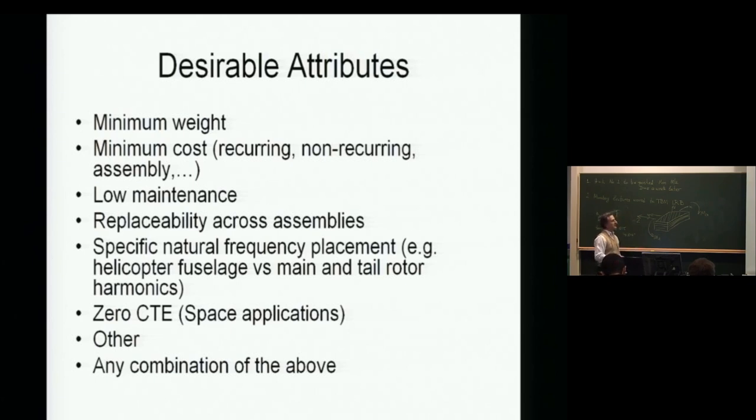Specific natural frequency placement, for example, in a helicopter fuselage: if its natural frequency is close to the driving frequency from the blades, not only is it a very unhappy ride for the people inside because they vibrate like crazy, it's not a very long ride either because eventually you have failure. Zero coefficient of thermal expansion for space applications, and so on, and you can combine these.